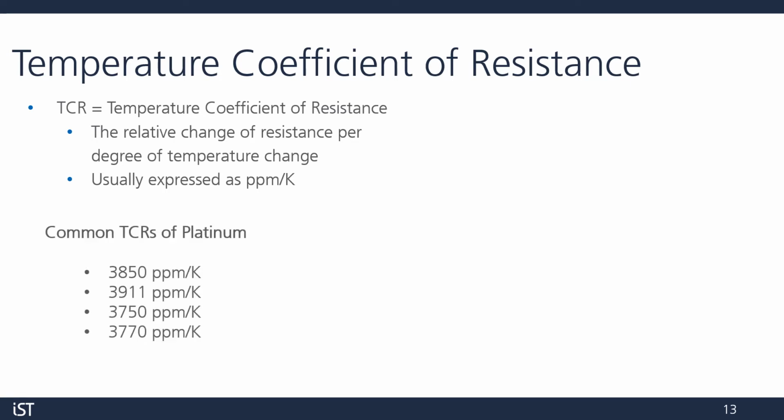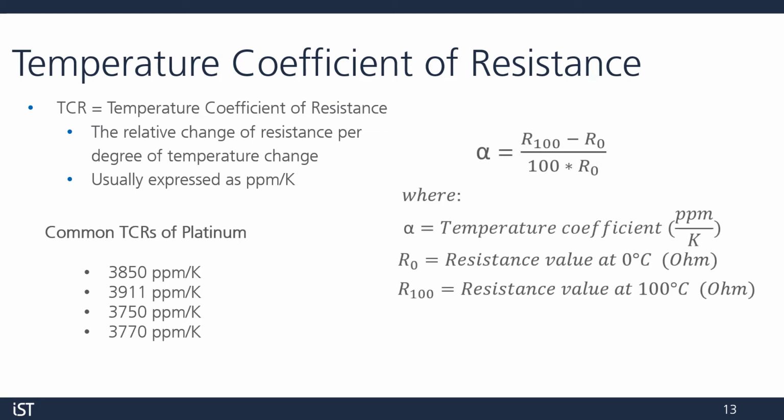For now, let's take a look at some values for other variations of platinum. Where does this number come from? We simply take the resistance at 100C minus the nominal resistance, divided by 100 times the nominal resistance.